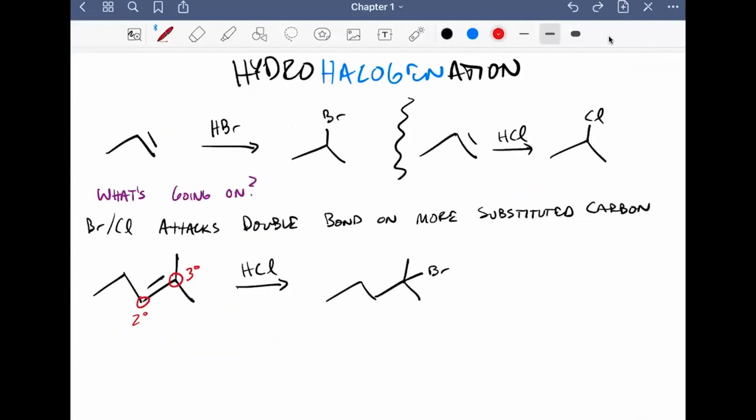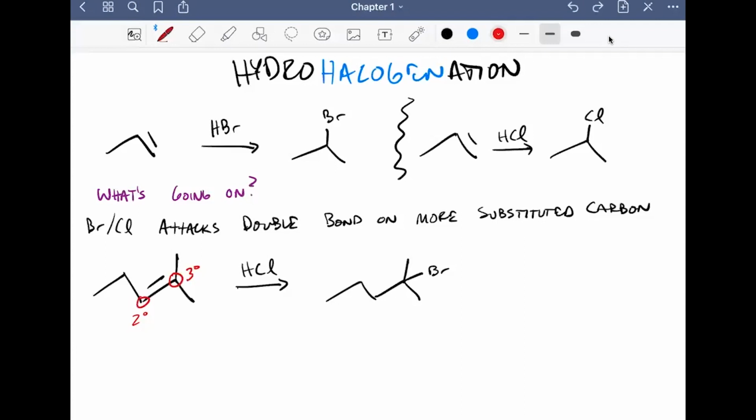So hydrohalogenation is exactly what you think it means. It's putting a halogen on your double bond. So we have a bromine or chlorine that attacks the double bond on the more substituted carbon. Whenever you see a double bond, you really want to search out, well, is this primary, secondary, tertiary on both sides of the double bond? And that is where your halogen is going to be, on the more substituted carbon. You can see that the double bond goes away, and in place of that gets placed that halogen. Okay, so that's the first reaction.